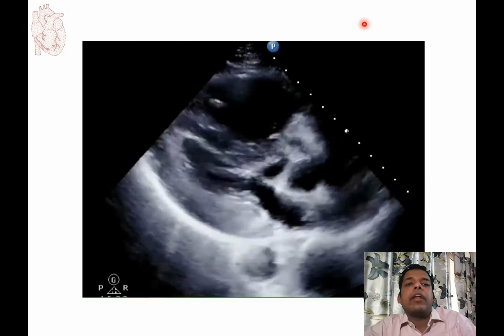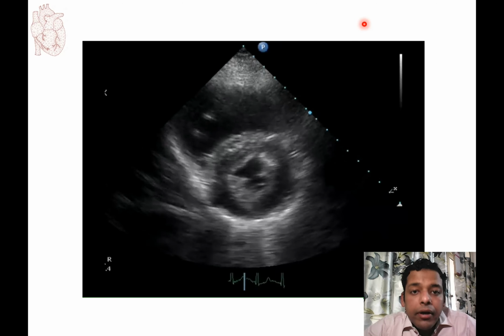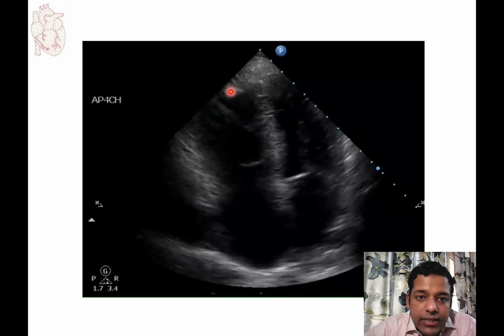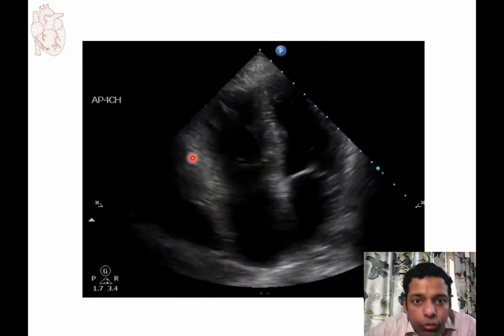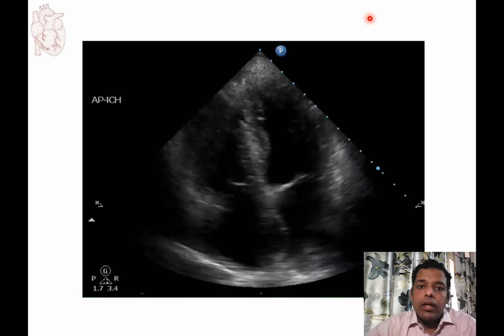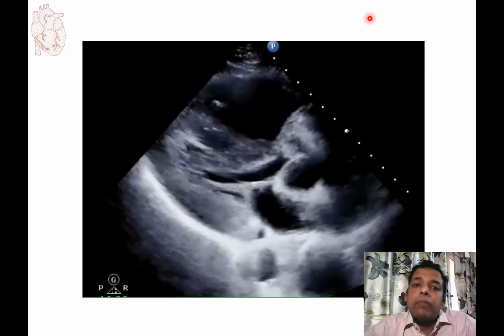Regional patterns of the right ventricle also need to be looked for. Here we can see what is referred to as McConnell's sign, that is akinesia of the right ventricular mid-free wall and hypercontractility of the apical wall. It is highly suggestive of acute massive pulmonary embolism.